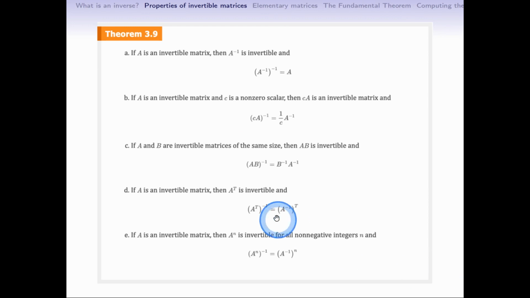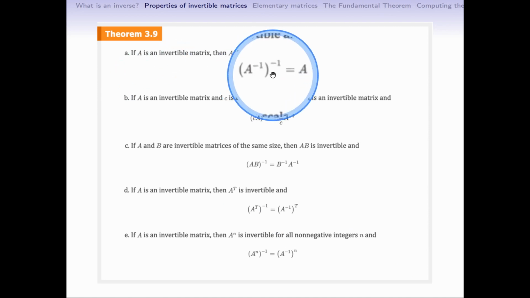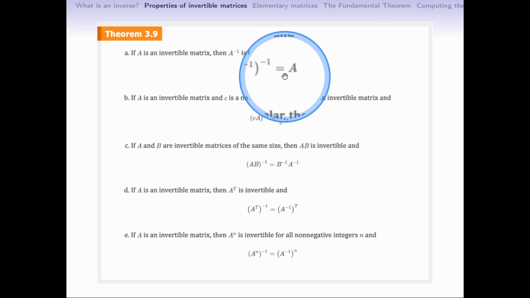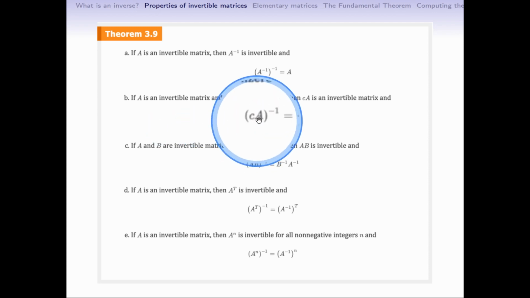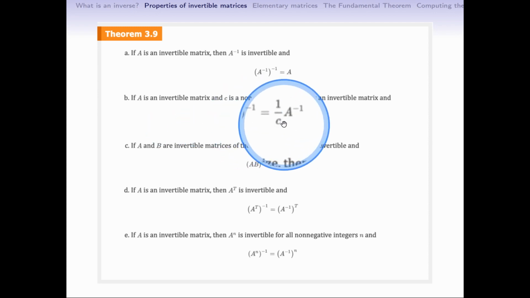Let's look at property A. If A is an invertible matrix, then A inverse is itself an invertible matrix, and in fact, the inverse of the inverse is just the matrix A itself. If A is an invertible matrix and C is a non-zero scalar, then property B says that C times A is itself an invertible matrix, and the inverse of C times A is what we get by taking the reciprocal of C and multiplying it by the inverse of A.